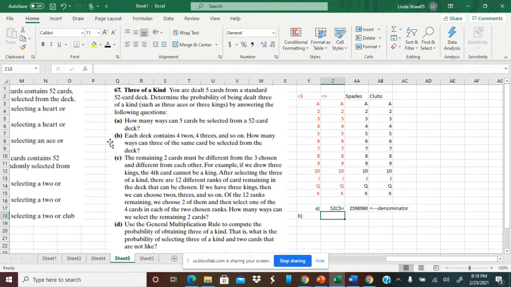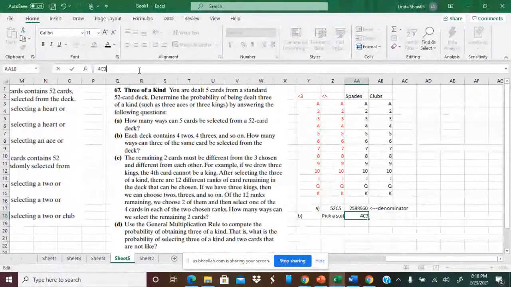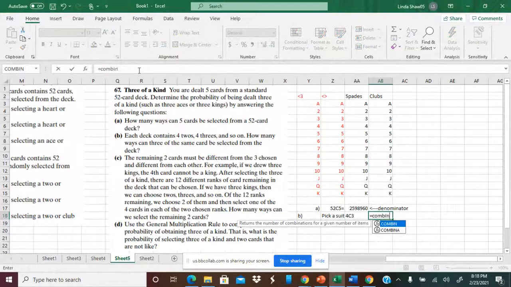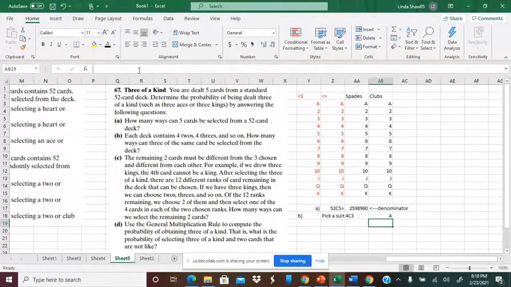So the first thing we're going to say is, pick a suit. And how many suits are there? There are 4. And so picking a suit is going to be 4 choose 3. You see, you want to get 3 of a kind. So first we're picking a suit. It is 4 choose 3. And Linda's going to calculate 4 choose 3 for us. And 4 choose 3 is, of course, 4. Okay.